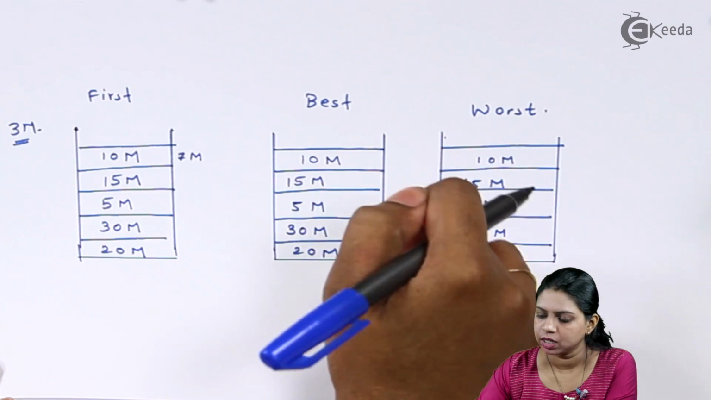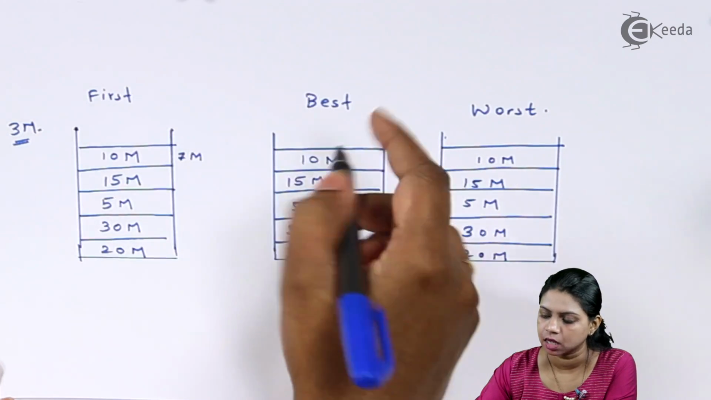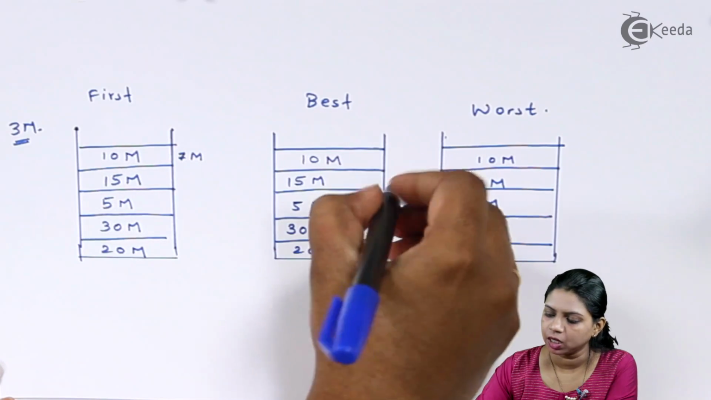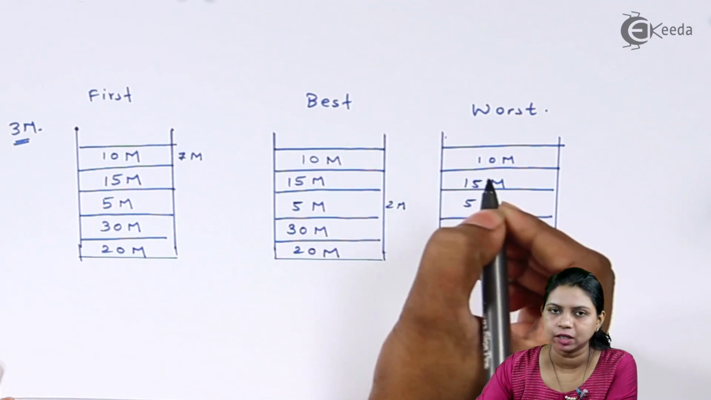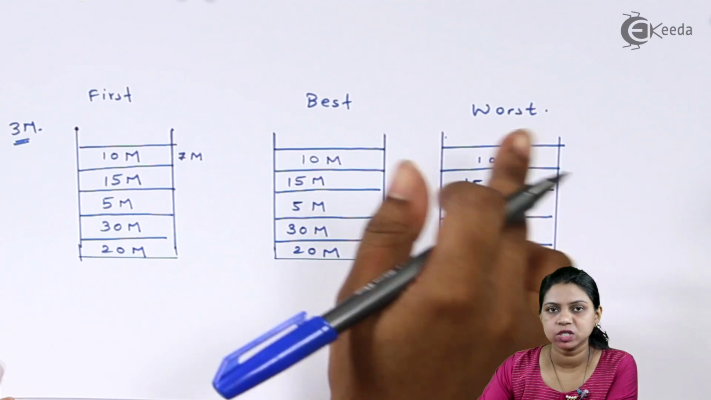In the best fit, it will allocate the smallest hole which is big enough. If you go through the list, which is the smallest hole which is big enough to satisfy the request? Yes, 5 MB. So this 3 MB will get allocated in this 5 MB. So again there will be a wastage of 2 MB.